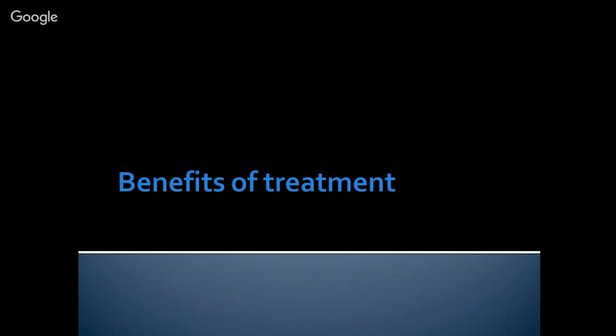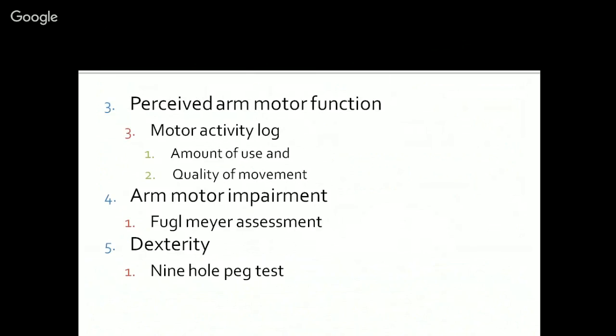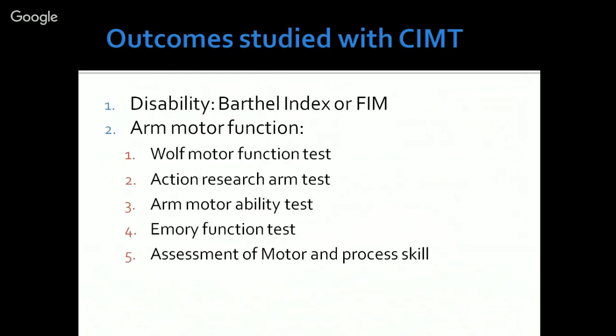Benefits of treatment. Now this is the second part, where we are going to look into the benefit of treatment. Primarily, the benefits of treatments are looked upon after looking into the outcomes which have been taken in studies of CIMT. The common outcomes they have taken are disability, arm motor function, perceived arm motor function, arm motor impairment, and dexterity. These are the outcomes which they have tested at the end of CIMT.